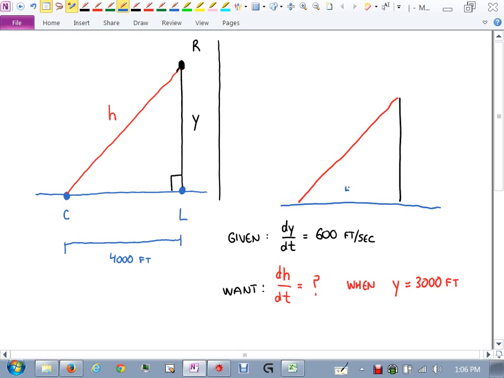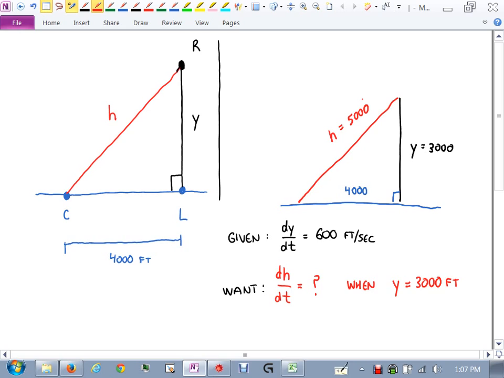I know that the 4,000, this leg of the triangle, doesn't change. At the specific instant in time, I know that my y value is 3,000. And if I know two sides of a right triangle, then I'm going to know the value of the third side. So if you do Pythagorean, a squared plus b squared is c squared, you should get h is what? Should be 5,000, because it's the square root of 4,000 squared plus 3,000 squared. Square those, add them, take the square root, you should get 5,000 there.